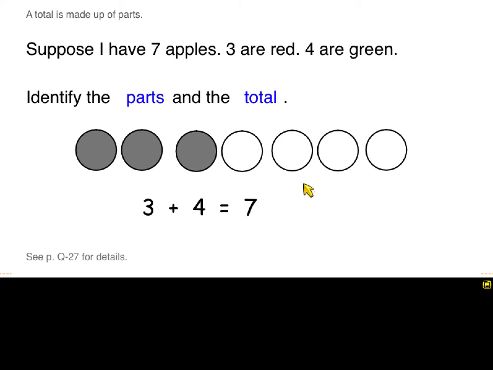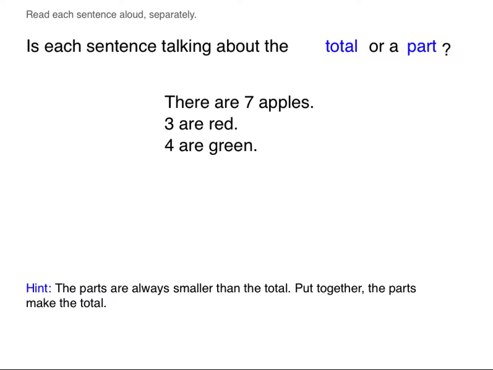So 3 and 4, those are the parts. This is the total. There are 7 apples. 3 are red, 4 are green. In total, you have 7. These are the parts that make up the total. See, they're smaller.